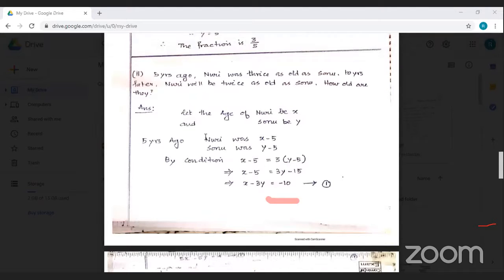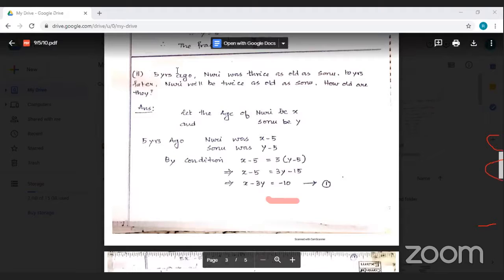Sir, five years ago. What is meant by five years ago? Five years before. Now he is X and he is Y now. Five years before he will be X minus 5 and Y minus 5.